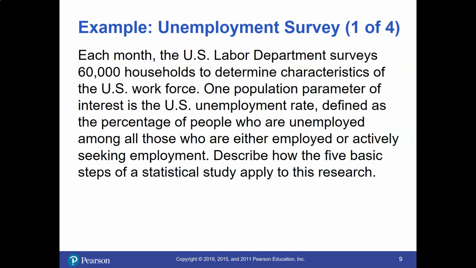Okay, so let's look at this. Each month, the U.S. Labor Department surveys 60,000 households to determine the characteristics of the U.S. workforce. One population parameter of interest is the unemployment rate, the percentage of people who are unemployed among those who are either employed or actively seeking employment. So describe how the 5 basic steps of a statistical study apply to this research.